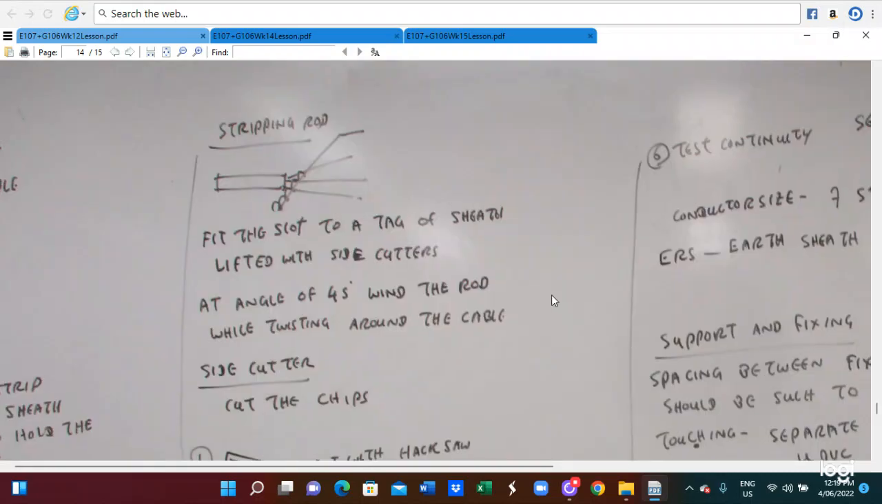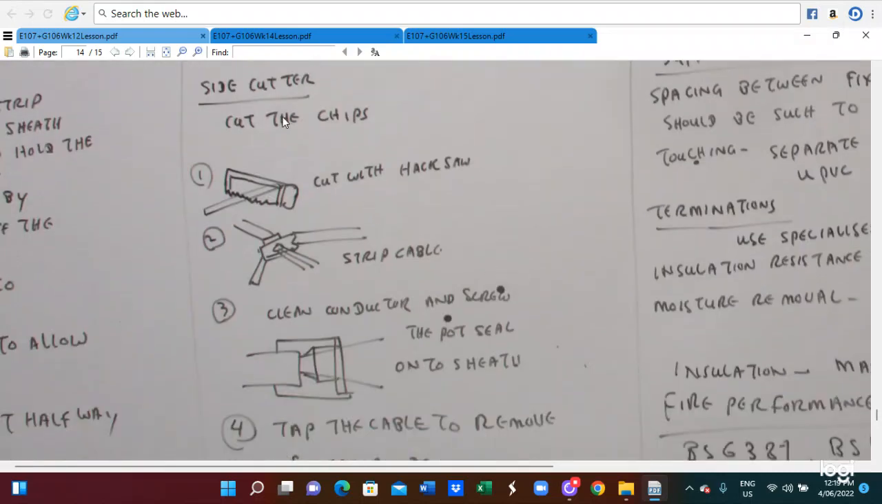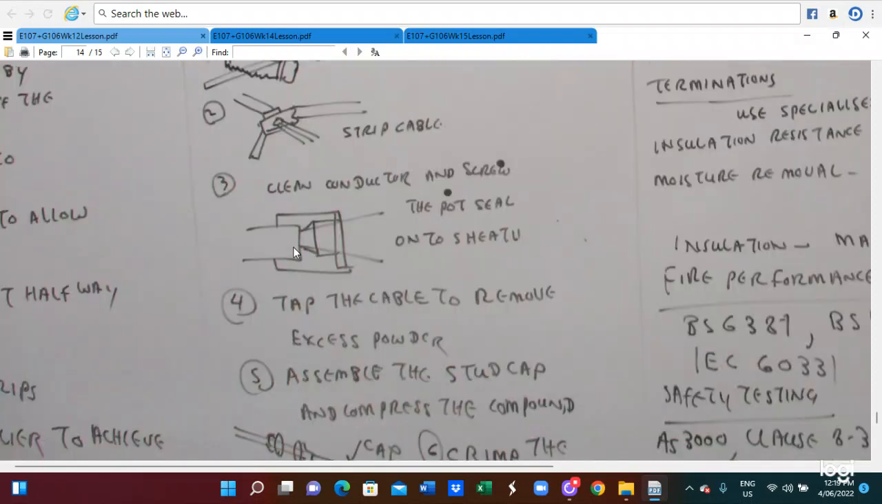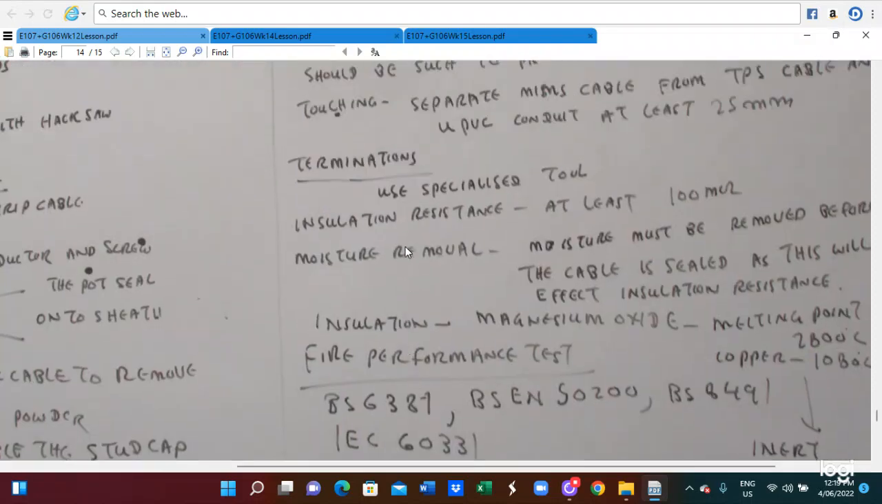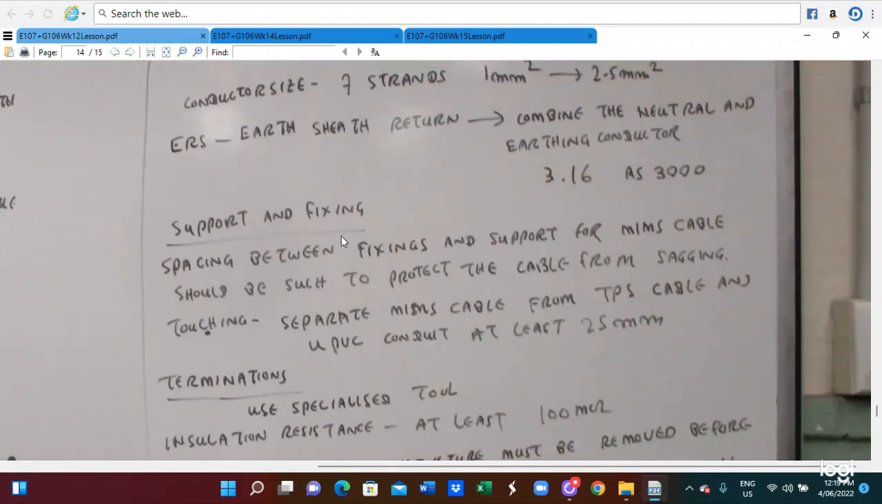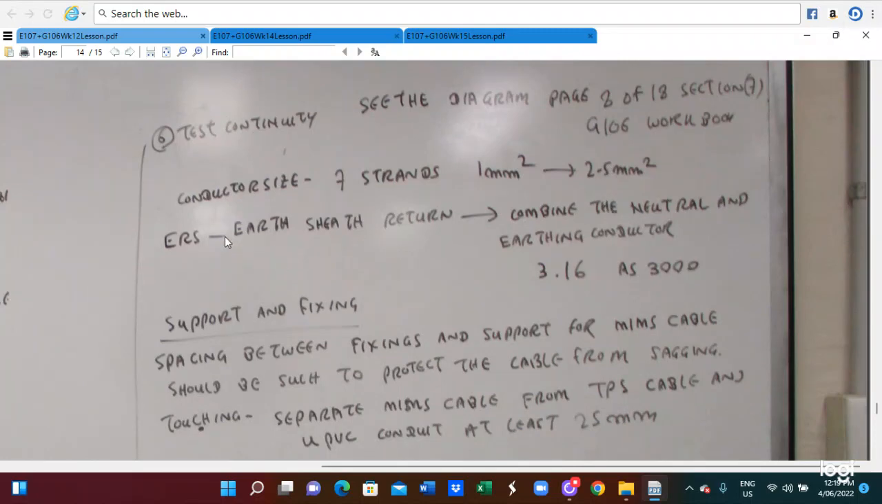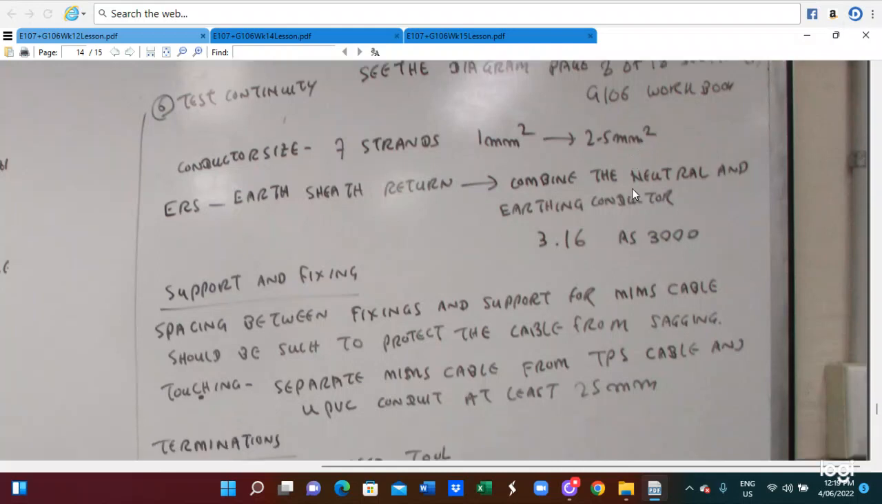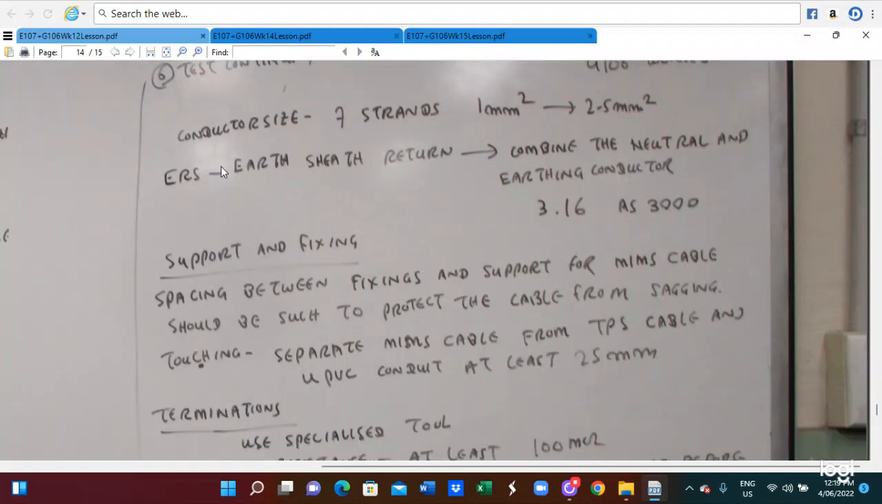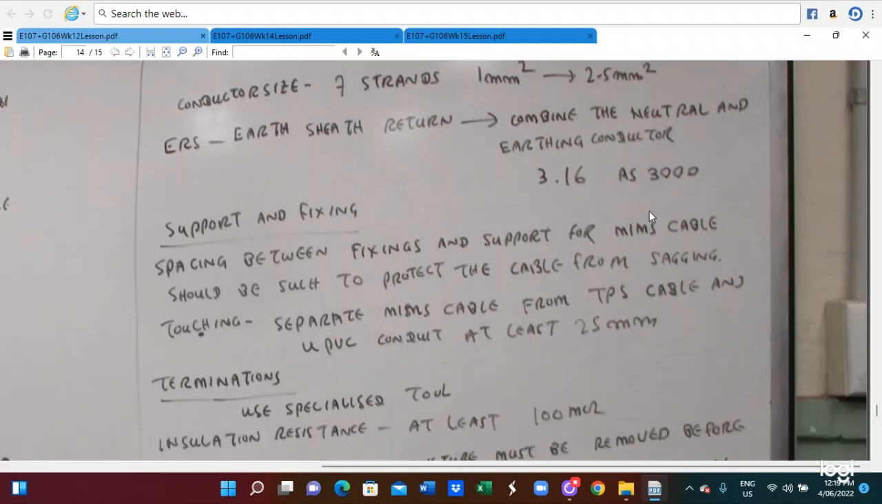So here is the component we use, a side cutter method, and those are also the termination. In this case, we have to test the continuity of the MIMS cable. We have to see the diagram based on section 18 of the G106 workbook. Conductor size can be 7 strand, 1 millimeter square to 1.25 millimeter square cross-sectional area. It is a sheath return system. So we have to combine the neutral and the earthing conductor. So we have to use a cross 3Y system on the AS 3000.